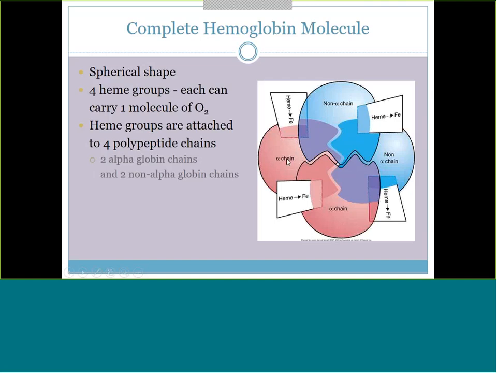So if I were to ask you how many oxygen can one heme group carry, that's 1 oxygen. If I were to ask you how much oxygen can an entire hemoglobin carry, that's 4. Because there are 4 heme groups in a hemoglobin and each carry an oxygen, your hemoglobin molecule can carry 4 oxygen.